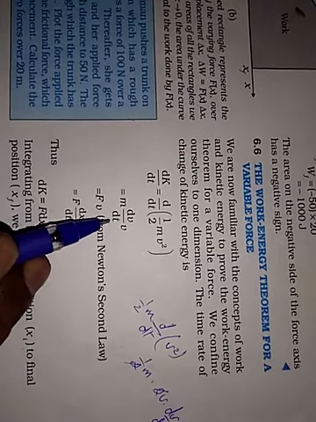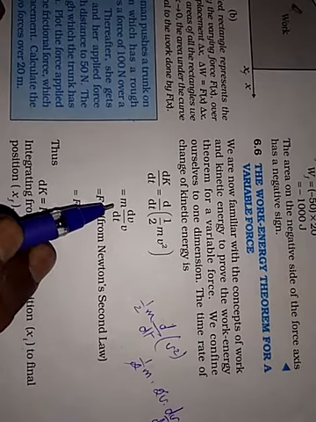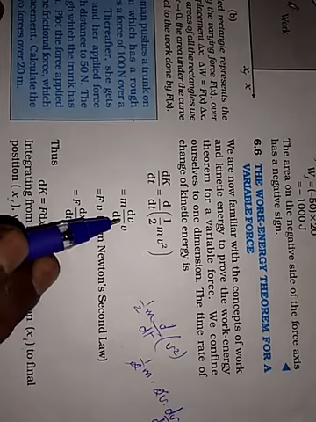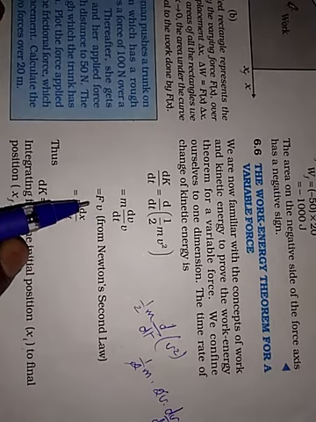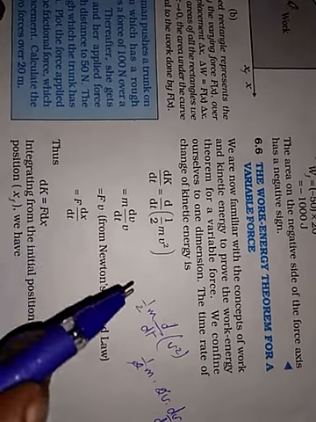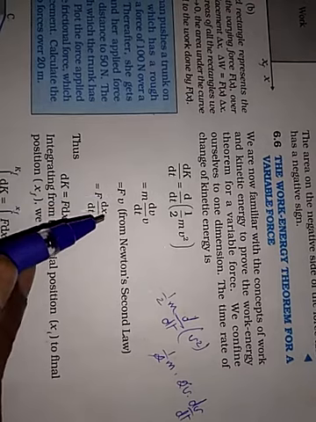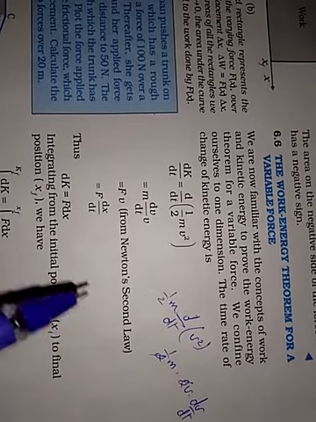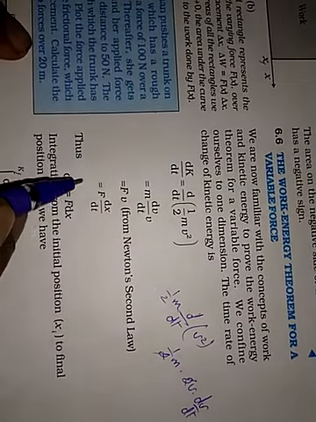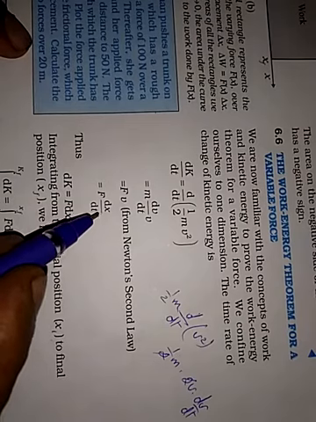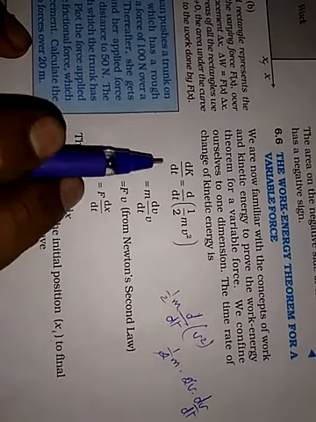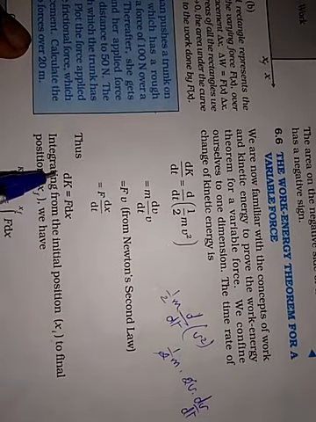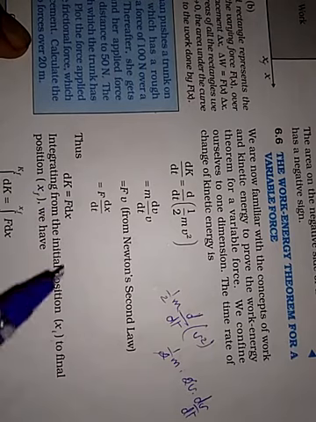But dv by dt is acceleration. So force is equal to mass into acceleration. Rate of change of velocity is acceleration, so dv by dt is acceleration. Therefore mass into acceleration is force, multiplied by v. V is what? Rate of change of distance, dx by dt. Therefore we have dK by dt is equal to F dx by dt. Now on the left hand side we have dt, right hand side also we have dt, both the terms get cancelled, and finally we have dK is equal to F dx.